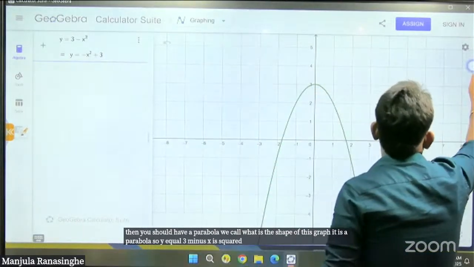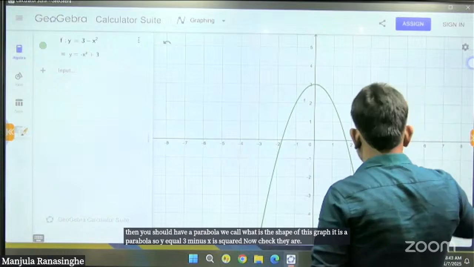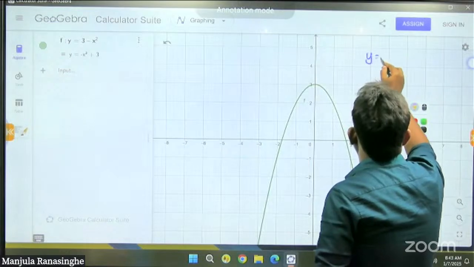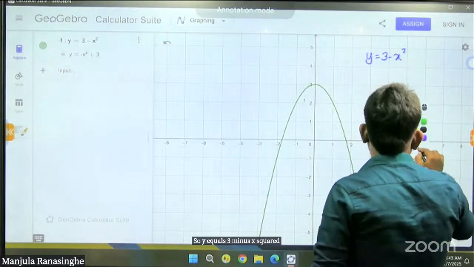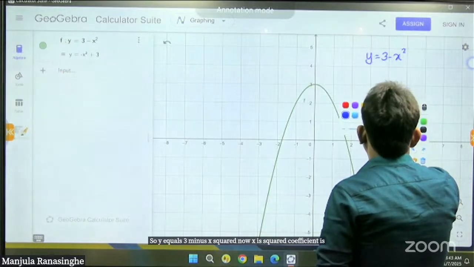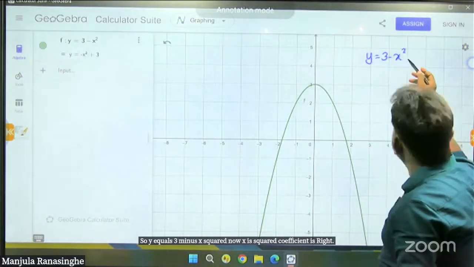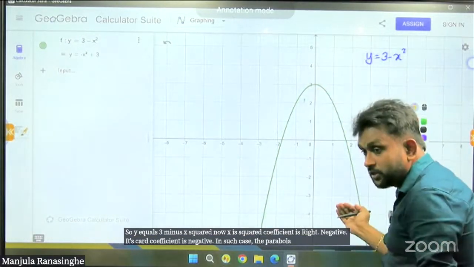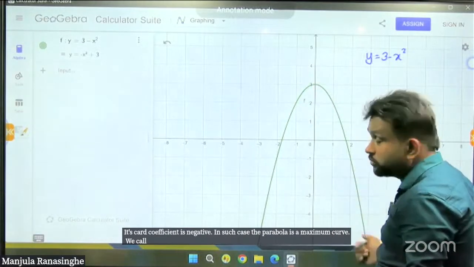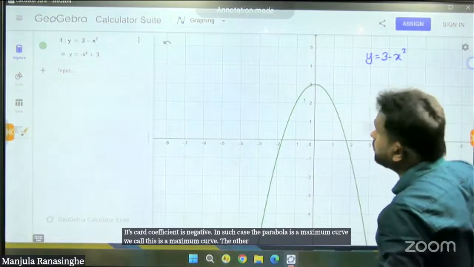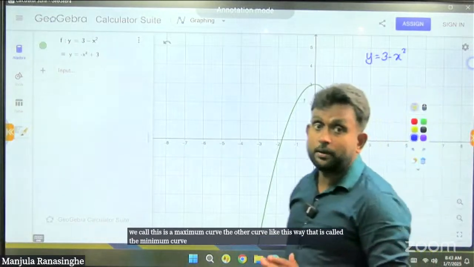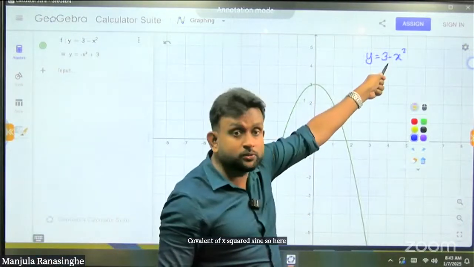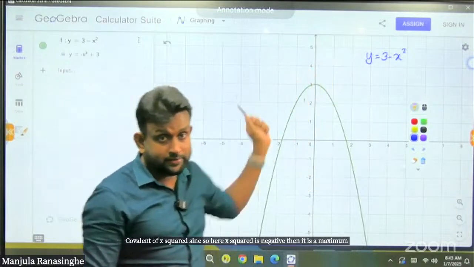Now check there. So y equals 3 minus x squared. Now the x squared coefficient is negative. In such a case, the parabola is a maximum curve. We call this a maximum curve. The other curve, shaped like this way, is called the minimum curve. So that depends upon the sign of the coefficient of x squared. Here x squared is negative, then it is a maximum. If it is positive, that is a minimum, right?